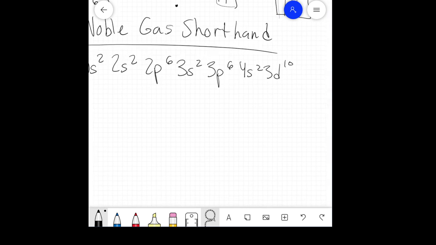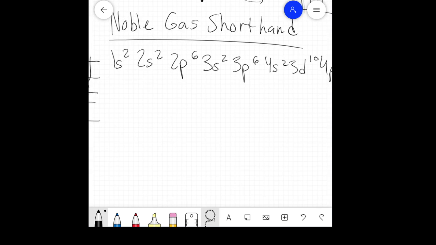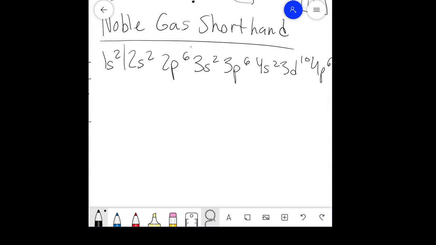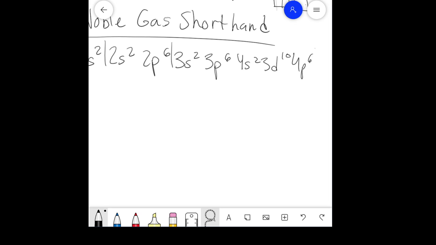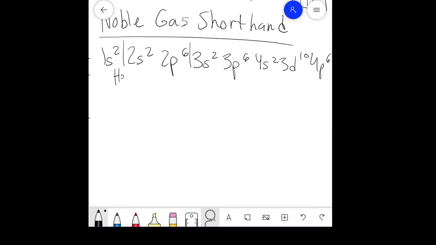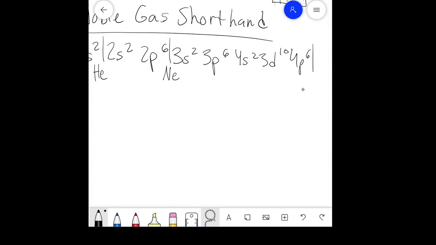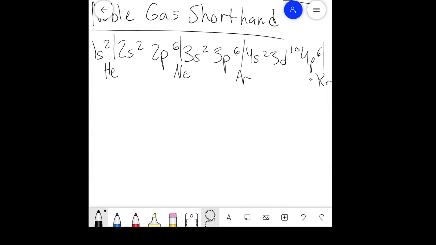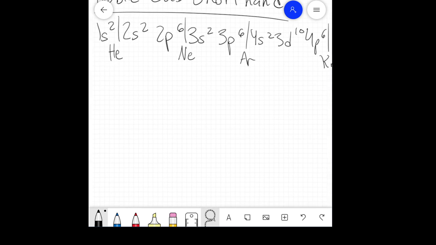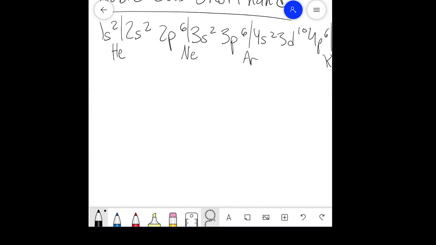Blah, blah, blah. Here, I'll do 4p. If you notice, besides helium, the noble gases always end on these p groups. So this is where helium is. This would be neon. This would be argon here. Oops, that's not right. This would be argon here. This would be krypton. So see, they end on these p's. So you can use this to your advantage and use the noble gas shorthand for both orbital-filling diagrams and for electron configuration.